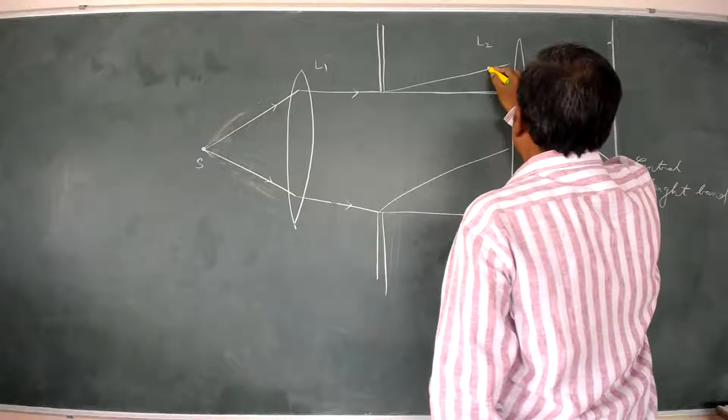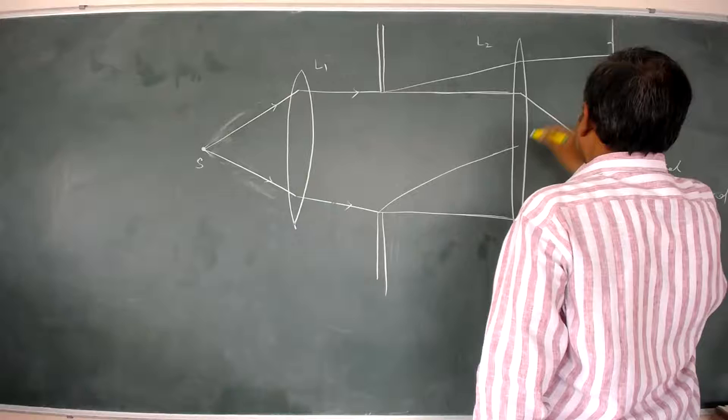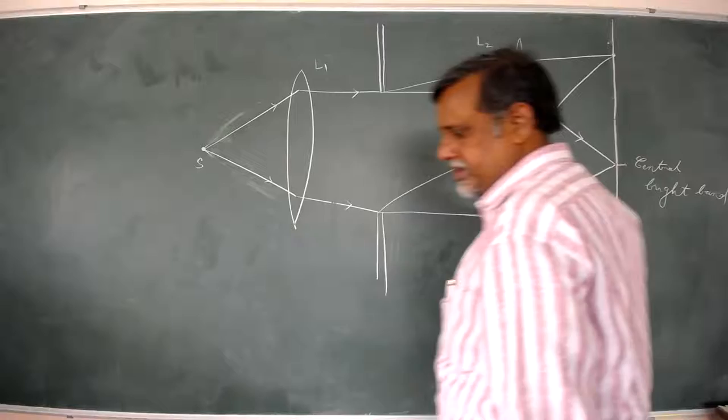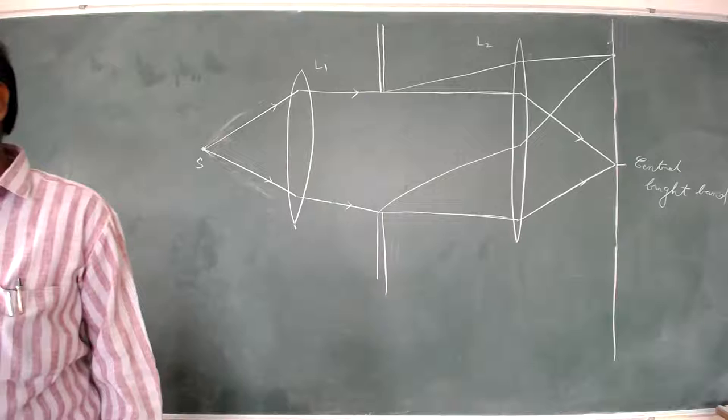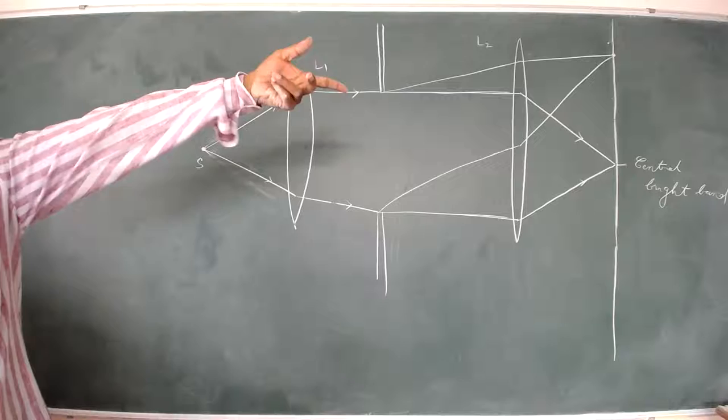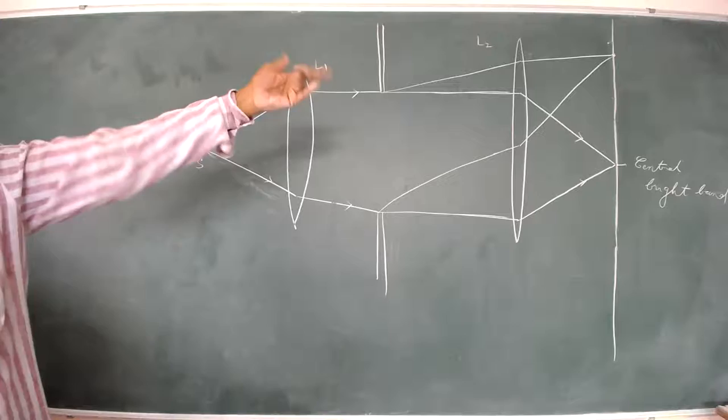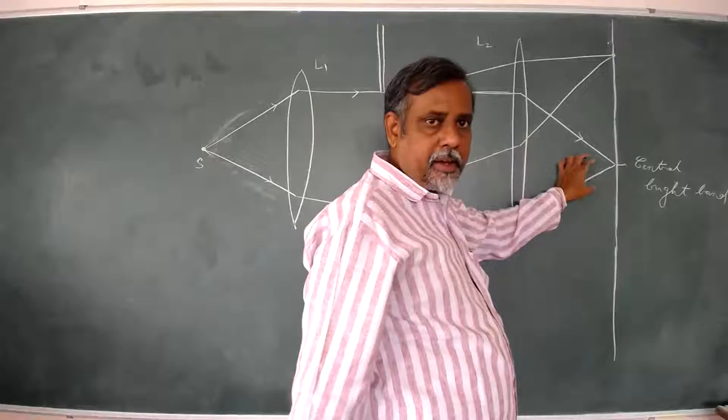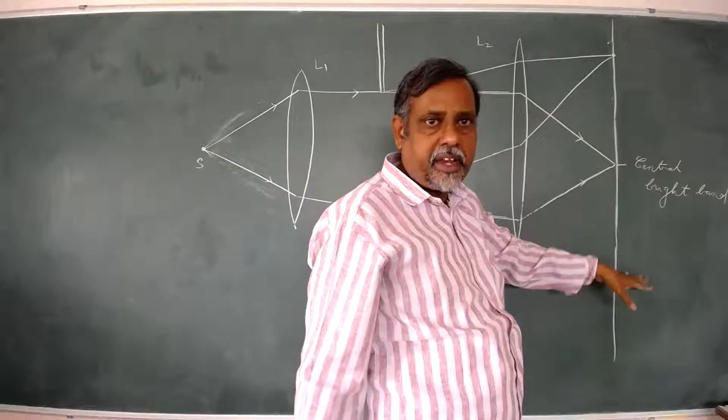This light ray will be passing like this, and one more band is obtained over here. Understood? So that is secondary. Secondary maximum, secondary minimum. Secondary maximum means the second bright band, and secondary minimum means the second dark band. This is the primary. Except this central bright band, whatever is formed on either side, all of it is secondary.